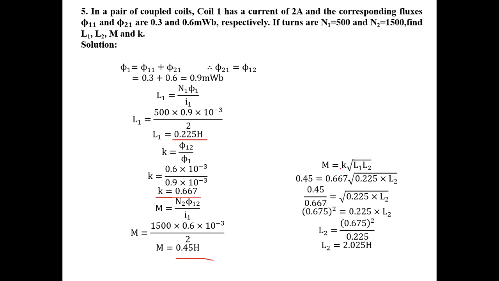In terms of coefficient of coupling, mutual inductance can be written as M is equal to K into root of L1 into L2, because we have to calculate the L2 value. Using this equation, substitute the remaining values, M value, K value, L1 value. Then we got the L2 value. L2 value is 2.025 Henry.